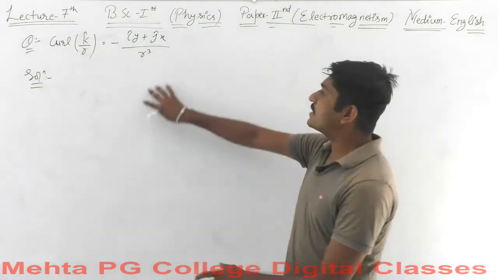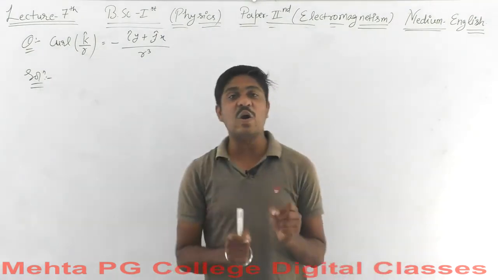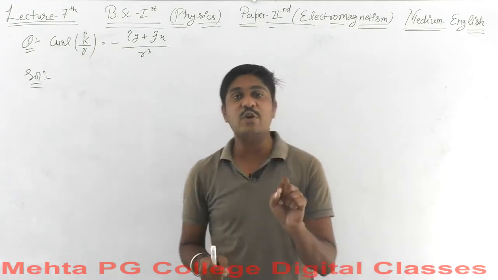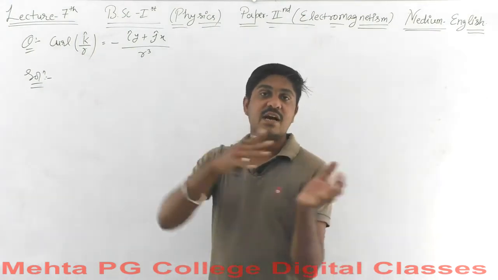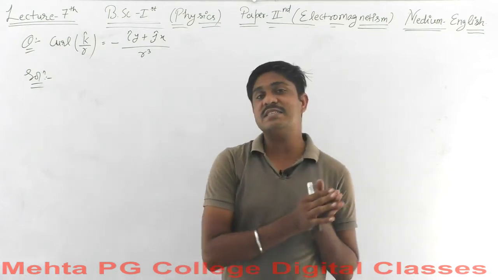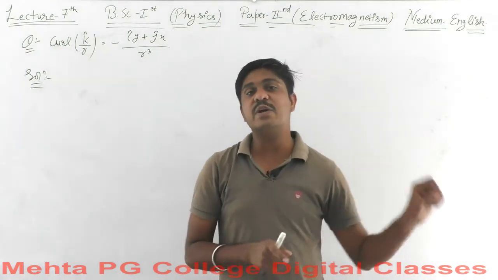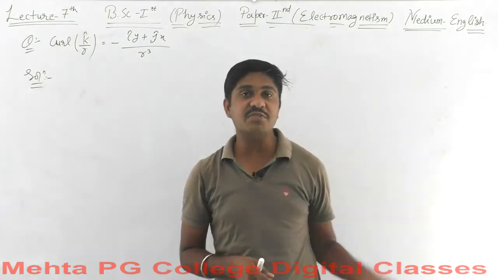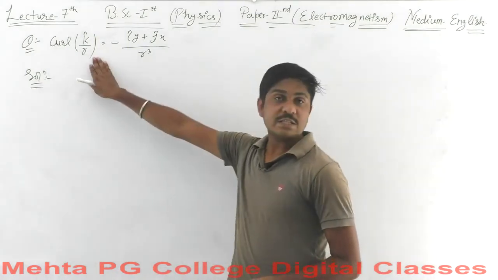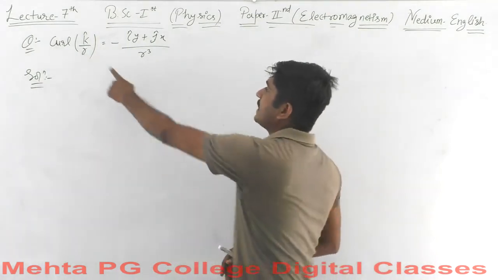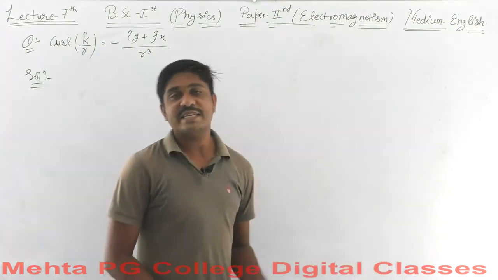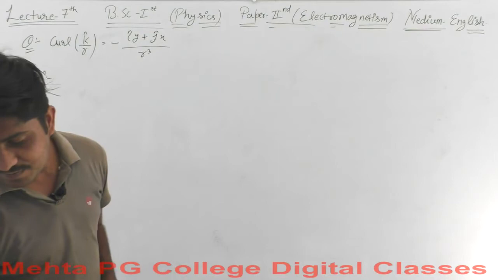So let's proceed further with a new example: curl of k cap over r. Here r is not in vector form but in magnitude form, so the value of r will be equal to (x square plus y square plus z square) to the power 1 over 2. The whole power is half. So we are supposed to prove that this value will equal this. So let's find out how we can do this. Let's proceed with the example here.